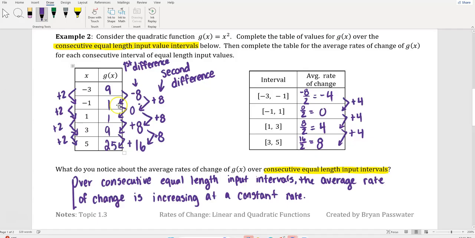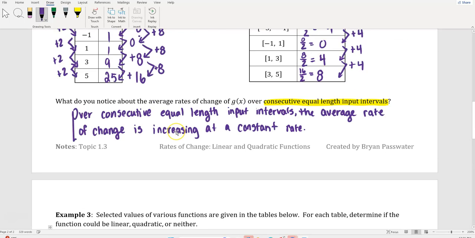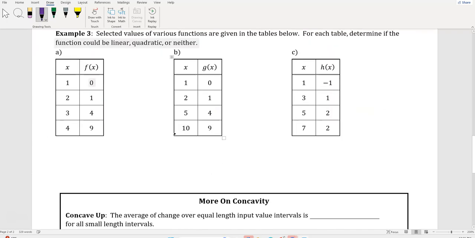So we are going to see a lot of questions that just ask us. They give us a table. They ask us, determine if the function could be linear, quadratic, or neither, right? So the first thing that you want to look at is consecutive equal length input value intervals, right? Consecutive equal length input value intervals. Do my x's go up by a constant number? Because that has to be true before you can do the first difference and the second difference, okay? If that's not true, you have to approach the problem a little bit differently, okay?